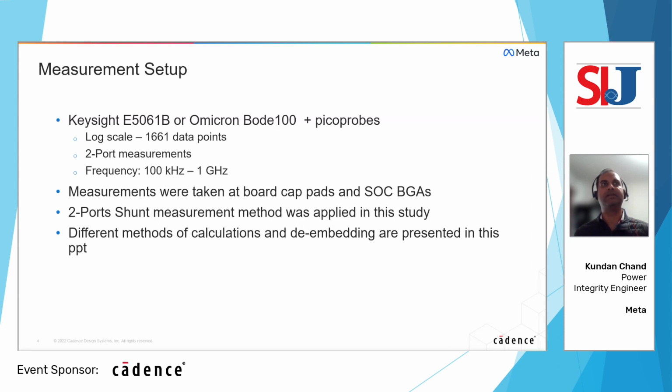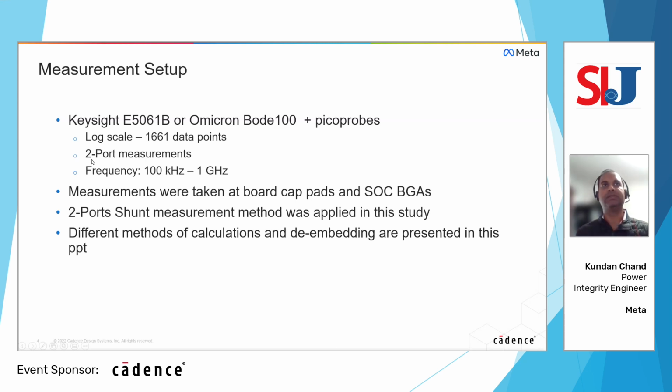So in terms of the measurement setup, we use log scale and 1661 data points. The reason we did that is for PDN measurements, typically we are concerned about the lower frequency stuff, especially with the populated board. If you have a PMIC and you want to include the PMIC or VRM effects, then it's really important to measure in the low frequency and have enough data points. So that's the reason we chose a little bit higher number of data points, log scale.